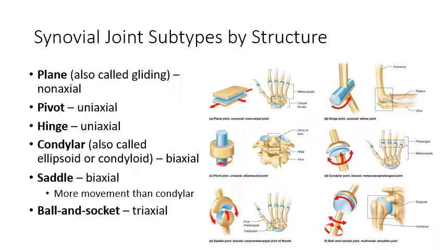You also have a pivot joint, which does a type of uniaxial movement, specifically where one bone is spinning on its axis. So the best example of that type of joint is actually found in the vertebral column between the top 2 vertebrae, between the atlas and the axis vertebrae.